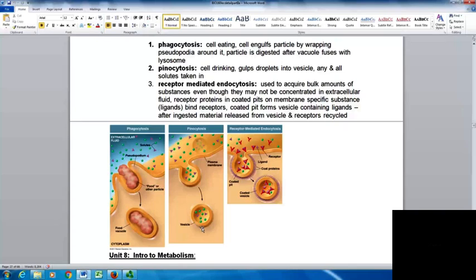With receptor-mediated endocytosis, this allows you to acquire bulk amounts of substances. So even though they may not be concentrated in the extracellular fluid out here, what you have are these little receptor proteins in these coated pits that are going to wait for them to all be full. Once they are full with that specific substance, it's going to form a vesicle. So we refer to these as ligands that are going to come in. So the coated pit will form the vesicle containing those ligands, and then after it's ingested, the material from the vesicles and receptors are recycled.